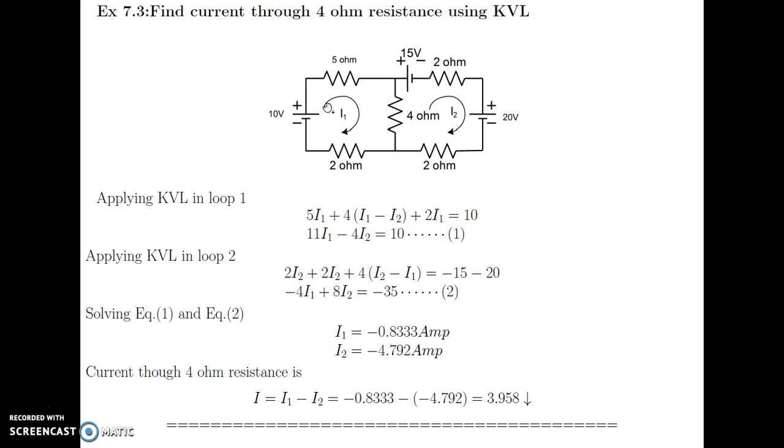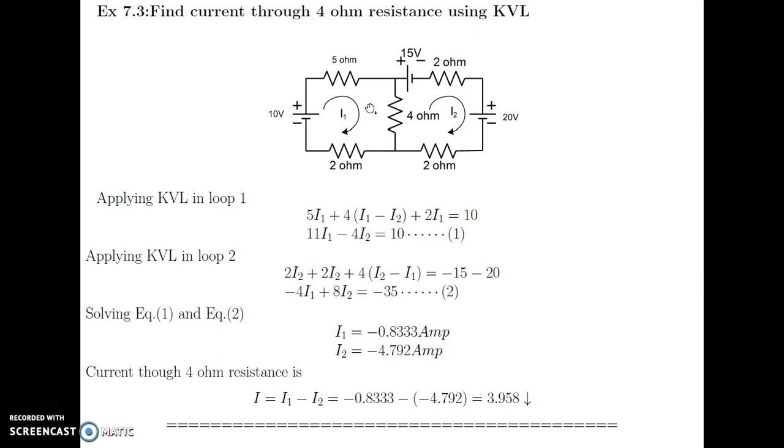The EMF source is starting from the plus and ending at the minus, so we take it as plus 10. So it is 5 I1 plus 4 (I1 minus I2) plus 2 I1 is equal to 10. Combining the I1 terms, we get 11 I1 minus 4 I2 is equal to 10.